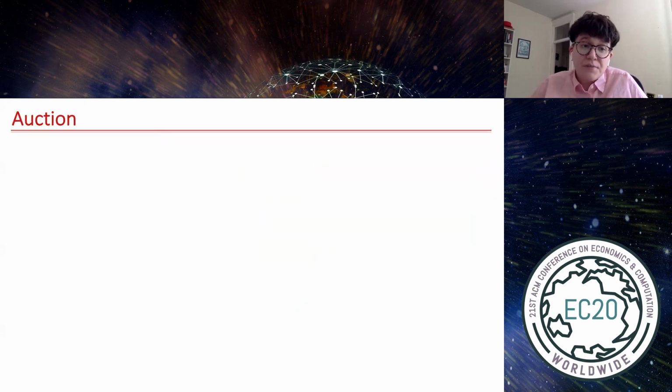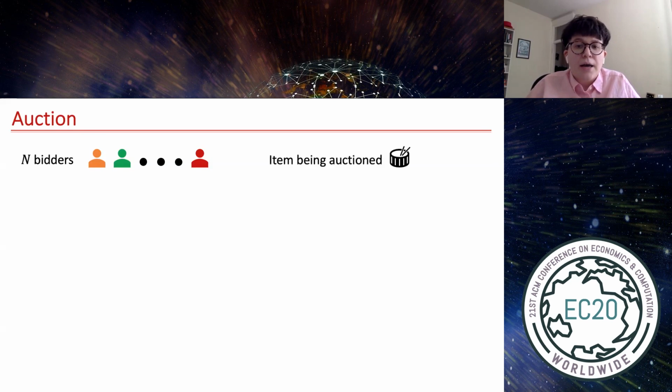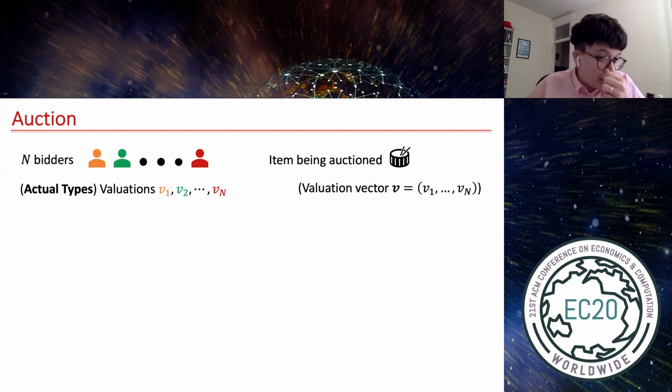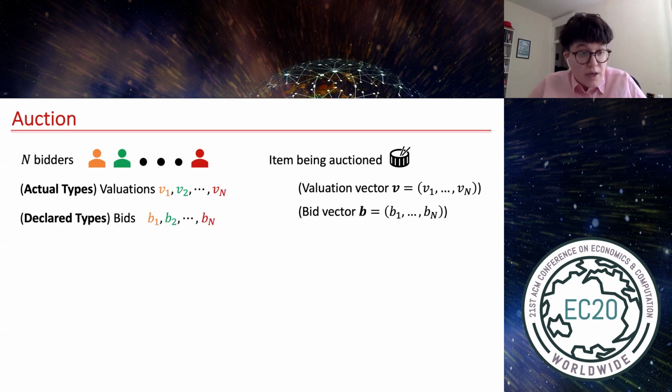And let's talk about a specific mechanism that Nika will be telling us a lot more about today: auctions. So in a general auction framework, we have N bidders and a single item being auctioned. Assume that it's this drum here. Each of the bidders has an actual type which corresponds to their valuation for getting the item, and we will be denoting the valuation vector as boldface v. And each of these bidders has a bid, which is essentially their declared type. We denote the bid vector boldface b as b1 through bN.